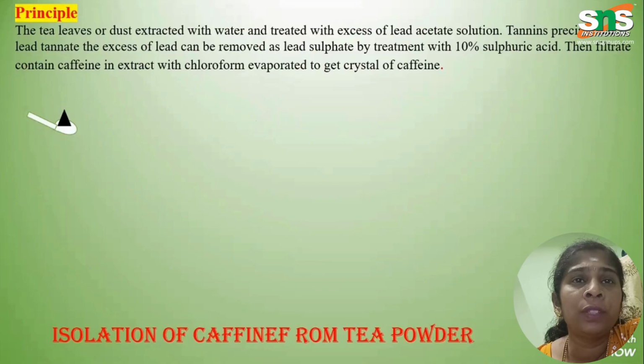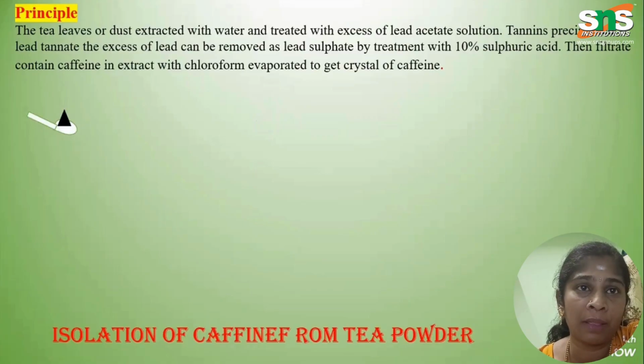The aim of this experiment is to isolate caffeine from tea powder using solvent extraction and purification methods. Caffeine is a weakly basic, water-soluble alkaloid present in tea leaves. The principle of this experiment involves extraction of caffeine into hot water and removal of tannins and pigments, selective extraction of caffeine into an organic solvent, and recovery of caffeine by evaporation.